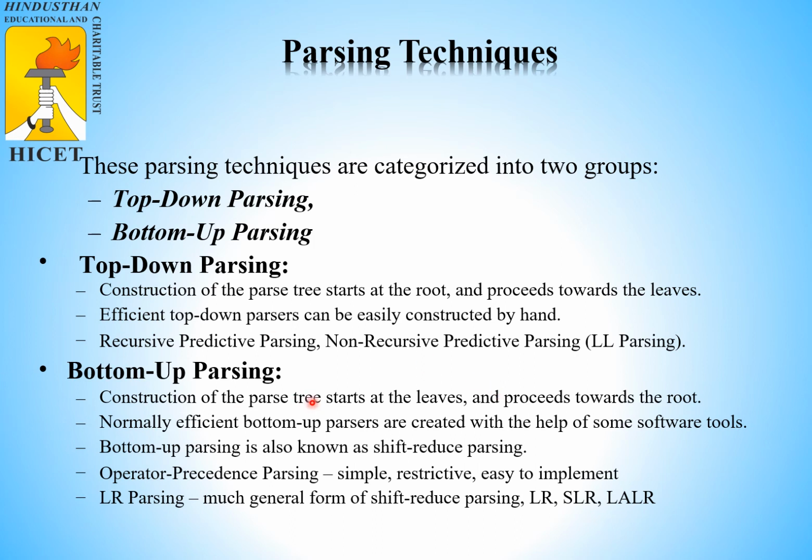What is meant by bottom-up parsing? It will construct a parse tree which always starts from the leaf node and proceeds towards the root node. Here some examples like LR parsing, operator precedence parsing will always construct the parse tree from the leaf node and proceed towards the root node.